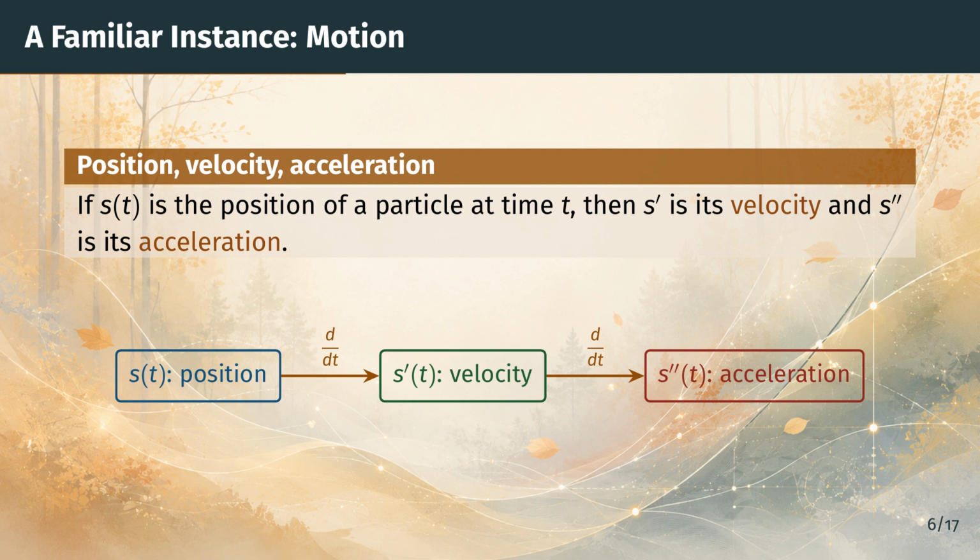Newton's second law says that force is mass times acceleration, so the second derivative sits at the very heart of mechanics. Even the third derivative has a name in engineering. It is called the jerk, the rate of change of acceleration. With this picture in mind, let's give the formal definition.